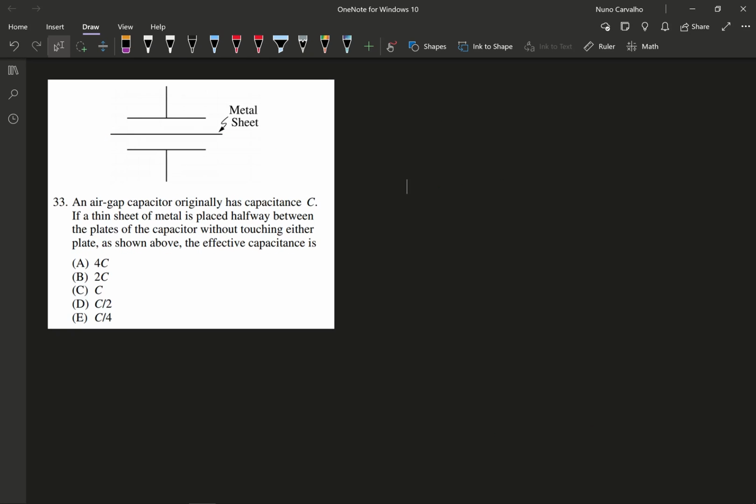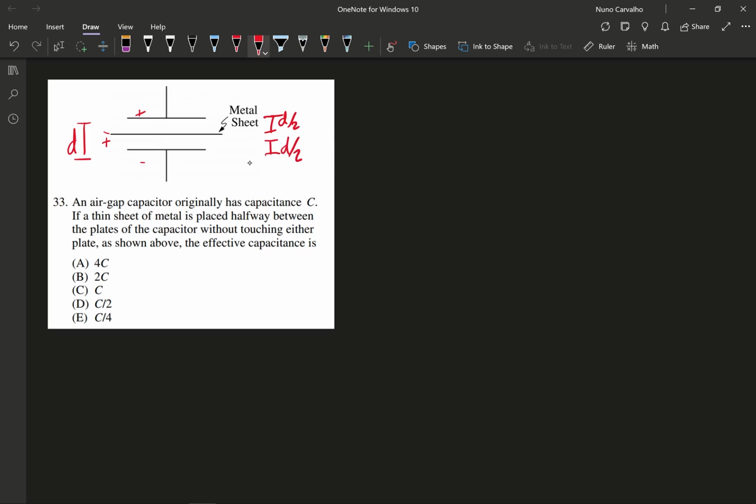Number 33: we're told that an air gap capacitor originally has capacitance C, and if a thin sheet of metal is placed halfway between the plates of the capacitor without touching either plate as shown above, the effective capacitance will be... Well, let's first imagine that there's a positive charge and negative charge here. By placing this metal sheet, which is a conductor, the charges will move accordingly and basically create a capacitor in between, which is to say it becomes two capacitors in series. While originally there was a distance d here, now we can call this distance d divided by 2, and same thing for that one here.